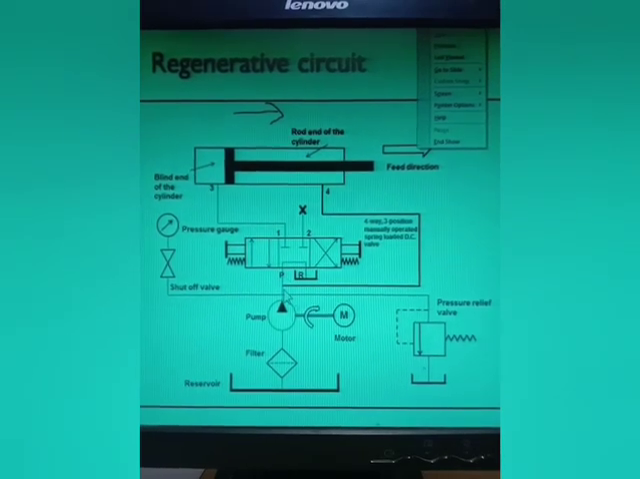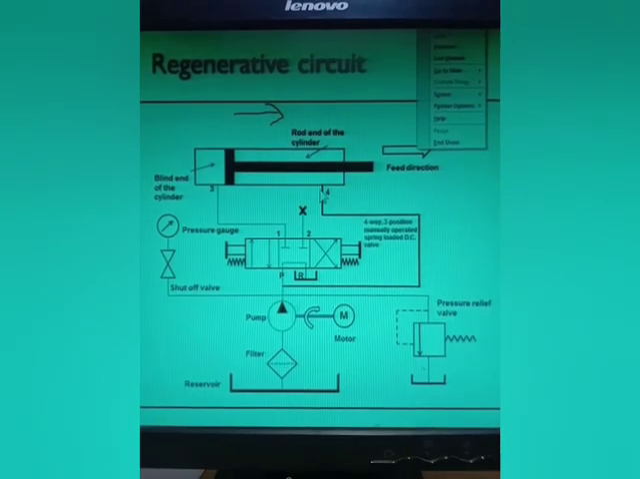So you can see the difference. Whatever oil is coming from the actuator end, that should traditionally go to the reservoir, but instead of going to the reservoir, I am adding that flow of oil to the pump flow. So I am adding additional oil, and that additional oil will go to the actuator from this end, and as it goes from this end, it will increase the speed of the actuator.